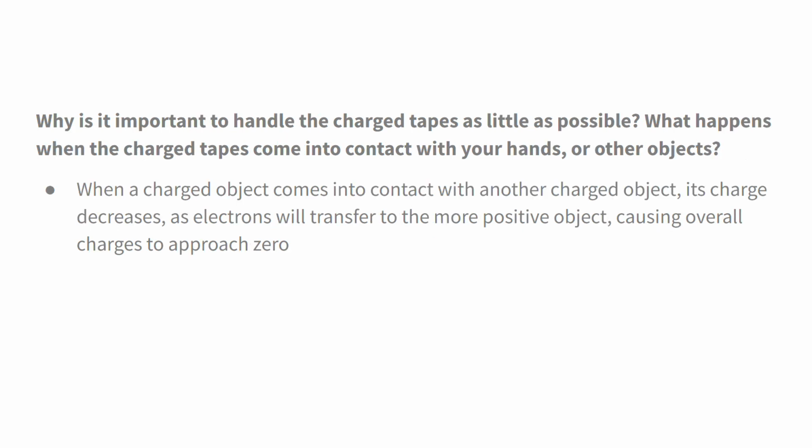And finally, it's important to handle the charged tapes as little as possible, because whenever a charged object comes into contact with another object, the electrons will flow to the object with a more positive charge, reducing the overall charge and making the whole system approach neutral, so the tape would lose its charge the more it interacts with other objects. And this completes the charged tape lab, showing how we can solve for the precise electrical charge of an object just by using a motionless state and a known force.